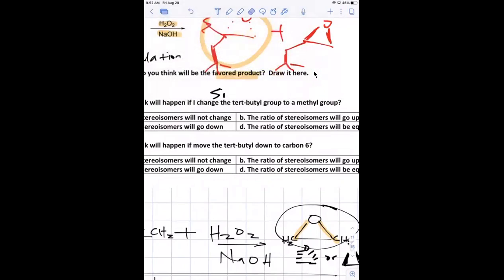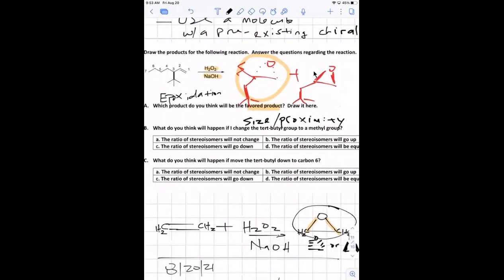Size is one, and proximity is the other. By size, you mean mass? Yeah, no, not mass, physical, like steric size. So like you see, this is a tert-butyl.